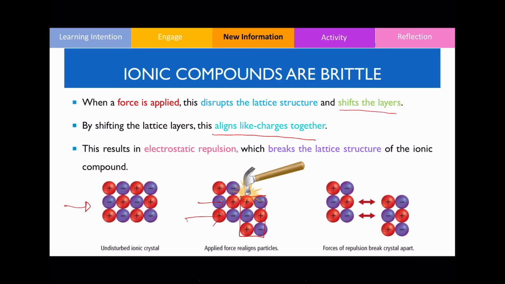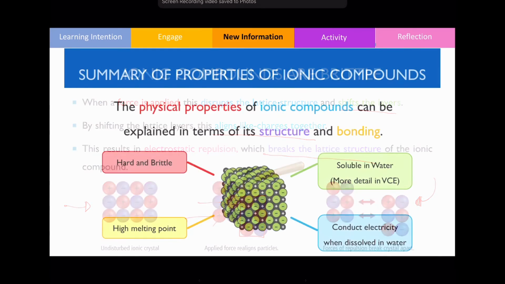By having these like charges next door to each other, this introduces electrostatic forces of repulsion. This is a force which causes the like charges to repel from one another. And because they're repelling from one another, this breaks the lattice structure. As a result, that's the reason why they break apart. You're probably already familiar with this when you have table salt in your pantry. You probably will notice that when you've got a little clump of salt, you don't require that much force for it to break apart.